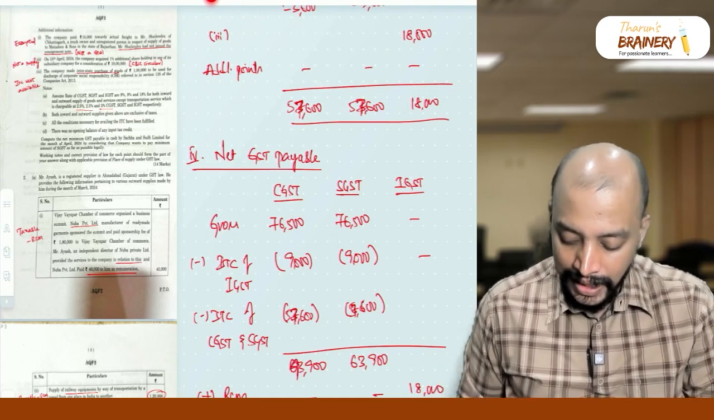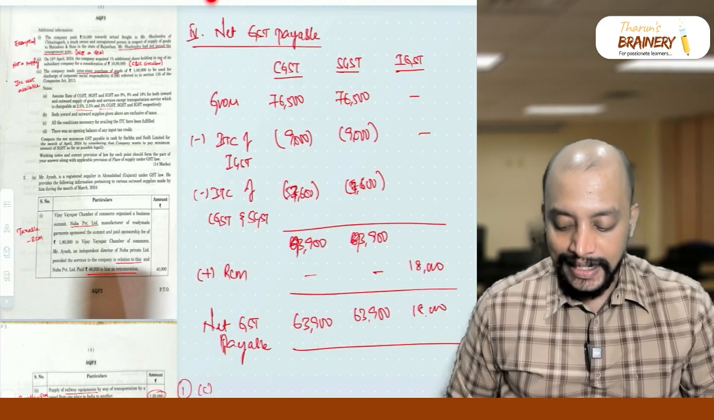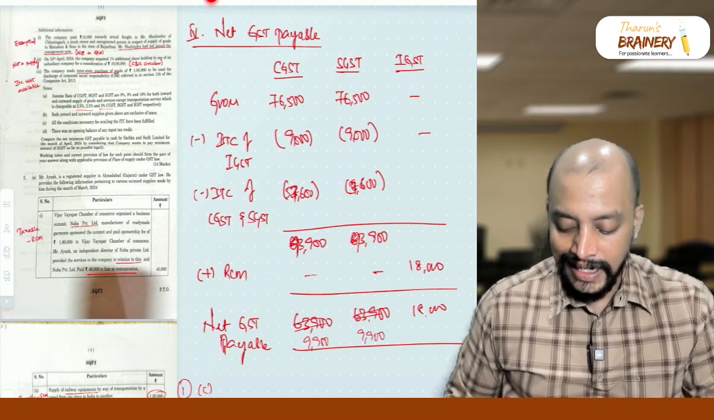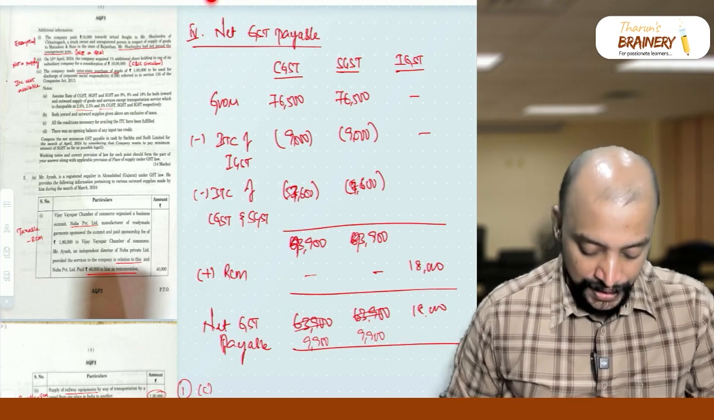So 9,900 CGST and 9,900 SGST, and RCM will be 18,000. So therefore 9,900, 9,900 and 18,000 is the net GST payable. That's the answer for this question.